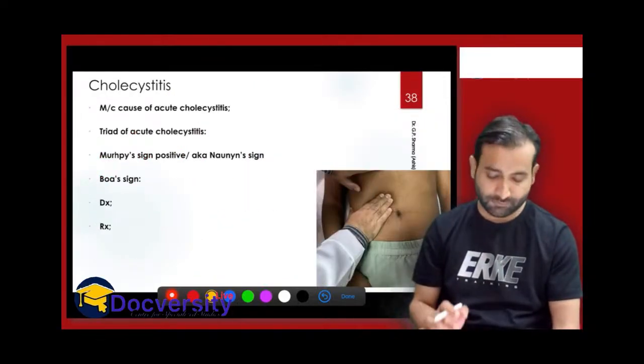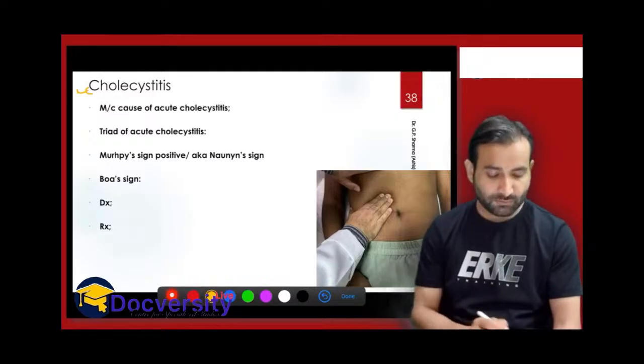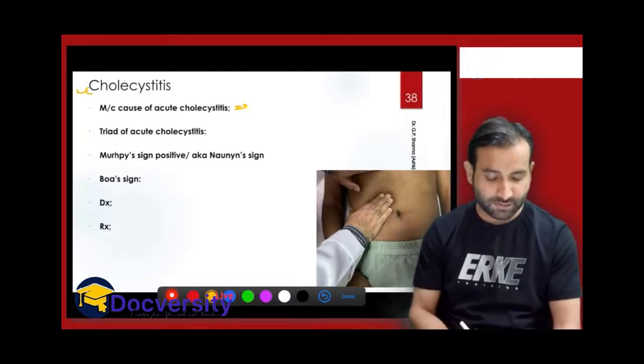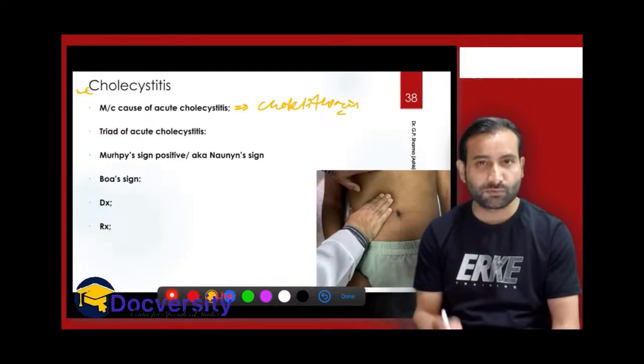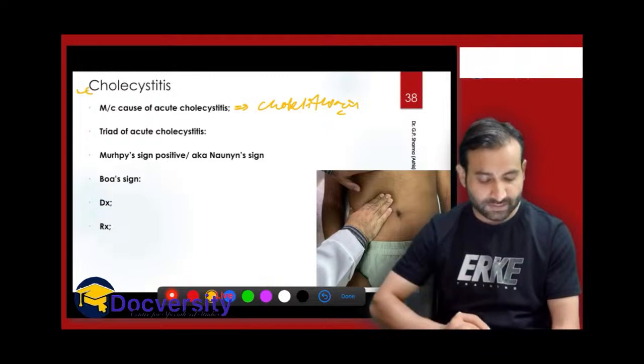The alcohol. So the most common cause for acute pancreatitis is gallstone. They can ask in the exam. And look at here, cholecystitis means the patient has inflammation. The most common cause of acute cholecystitis is cholelithiasis, that means the stone in the gallbladder. Please remember this question in the exam.